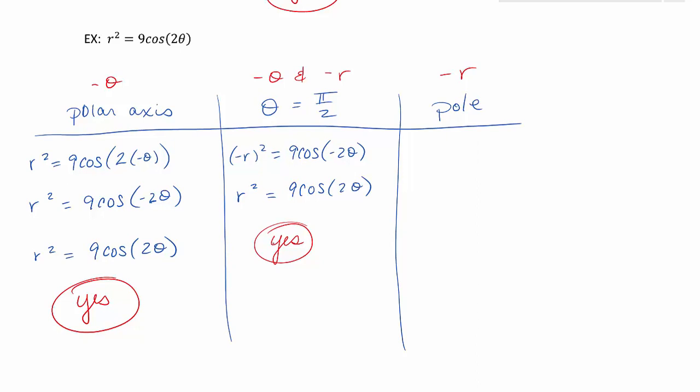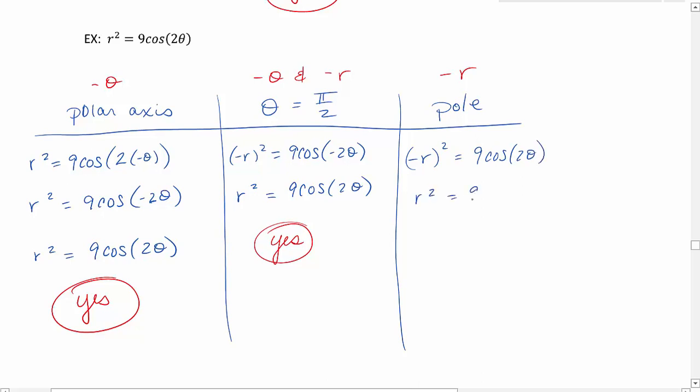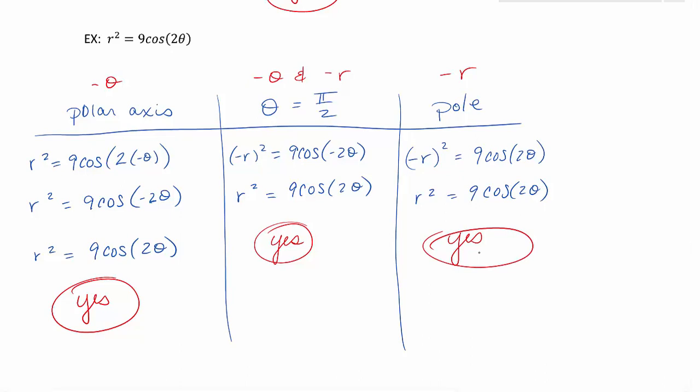Lastly, we're checking for symmetry with respect to the pole. We're replacing r with negative r. When we square that negative r, we get positive r squared equals 9 cosine of 2 theta. That's our original, so this also displays symmetry with respect to the pole. Graphing this one will be the least amount of work because we'll actually only have to do 1/4 of the circle, and then we'll be able to reflect our points side to side and up and down to get the rest of the circle.